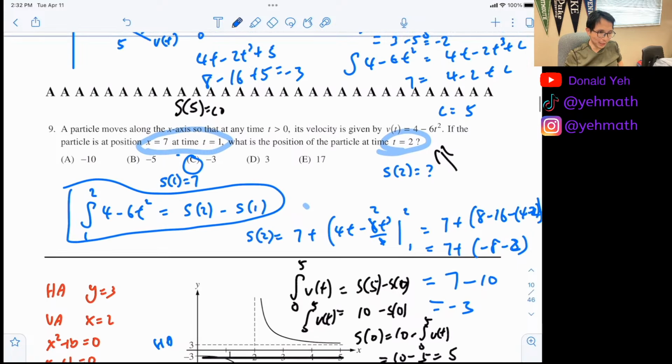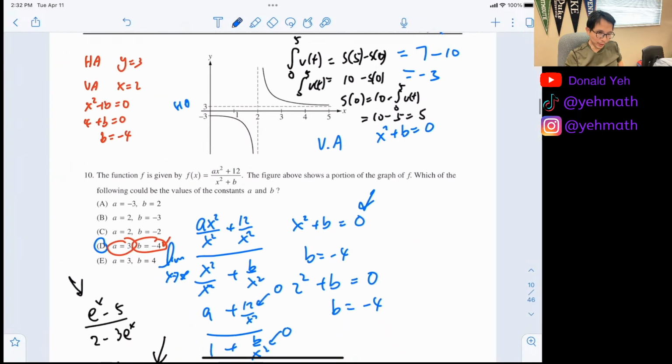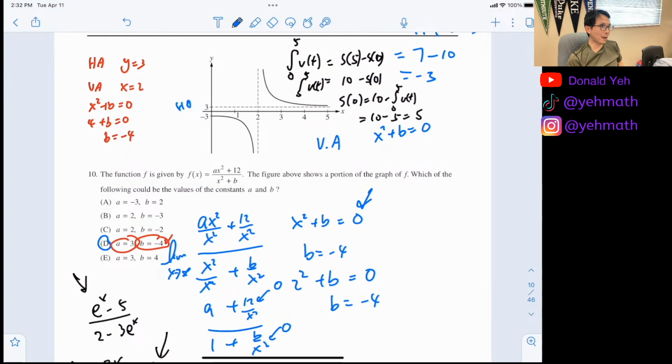I think this one occurs again. There's a lot of recurring themes for these particular questions. The next one is the natural log. For this question, you have to recognize the graph, which gives you a vertical asymptote and a horizontal asymptote. The horizontal asymptote is where the limit as x approaches infinity and negative infinity.